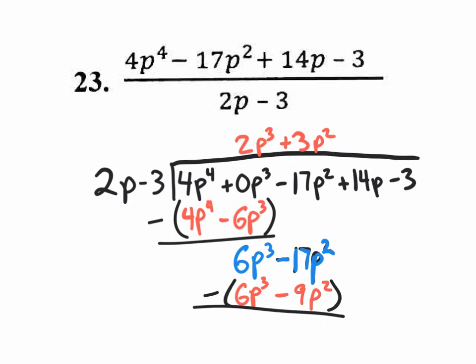So we need to distribute that minus sign to both terms, and this becomes a positive 9p squared with that negative 17p squared is going to give you a negative 8p squared. Sorry about that. Bring down the 14p.